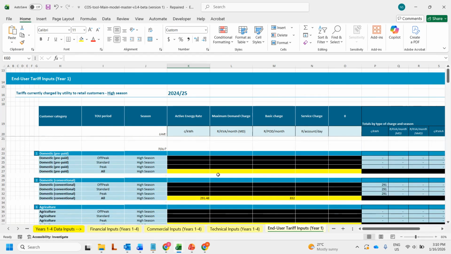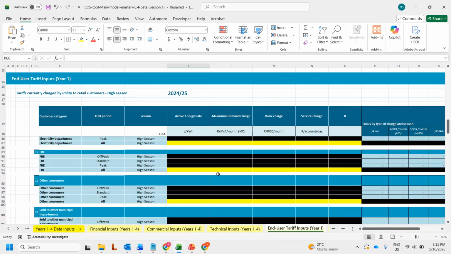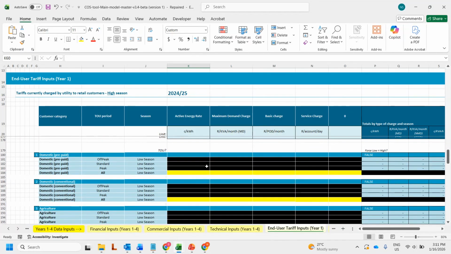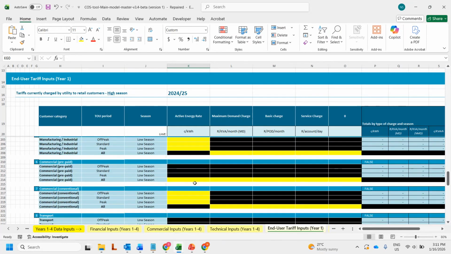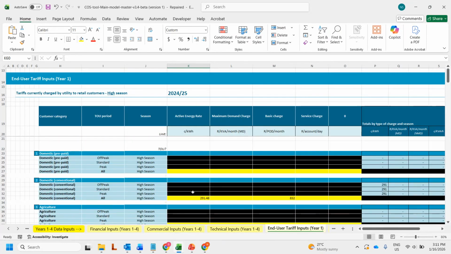So once you've completed this, as I mentioned at the beginning, just remember to go down and do it for the low season as well, to scroll down to row 174 and repeat the process. If you don't have seasonal tariffs, which many municipalities won't have, especially for domestic customers, then you just copy the high season tariffs into the low season tariffs. So you just repeat what you filled in up at the top. Once you've gone through that, make sure that everything's correct, and then you can move on to the next step.